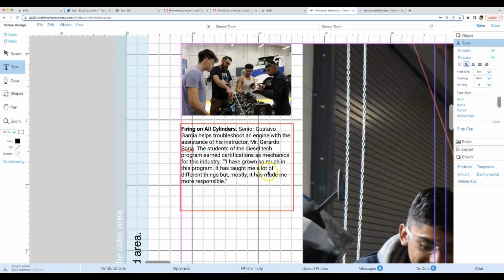All right, we still have some work to do on this quote. Okay, we have to split it up. So I'm going to read it. I have grown so much in this program, period. It has taught me a lot of different things, but mostly it has made me more responsible. Where is a natural place to split this quote up? I would say right after this period. So I'm going to go ahead and split this up, add a comma in a quote, identify who said it. So I'm going to say Garcia said.